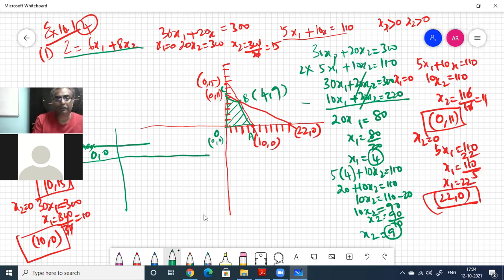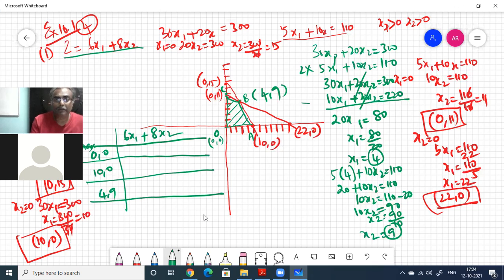You find the values of 6x1 plus 8x2. Second one is (10, 0), for that also you find the value. Third one is (4, 9), for that you also find values. Fourth one is (0, 11). To find values, out of which the maximum will be Z max.